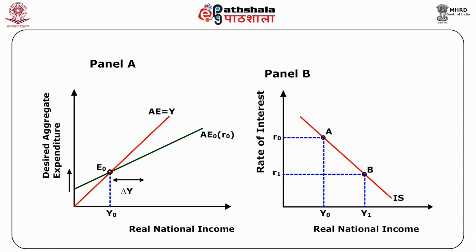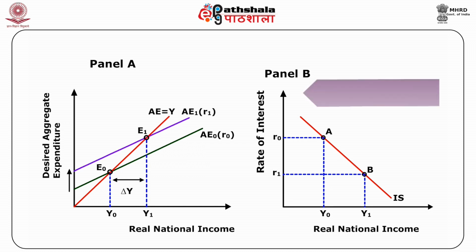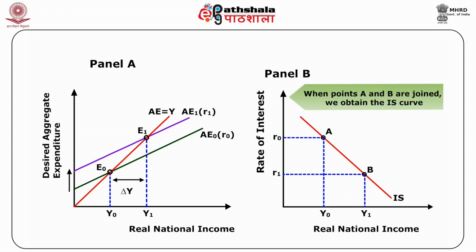In panel B, the point corresponding to E0 is recorded as point A, where interest rate is R0 and income is Y0. Now, when the interest rate falls from R0 to R1, investment spending rises and leads to an upward shift of the AE curve. A new equilibrium is established at point E1, where equilibrium income is Y1. The point corresponding to this new equilibrium is point B at interest rate R1 and income Y1. When points A and B are joined, we obtain the IS curve.